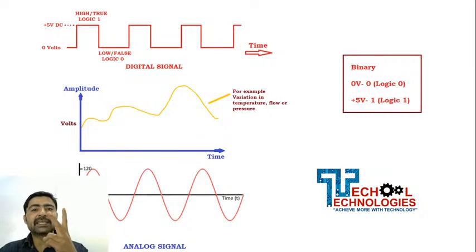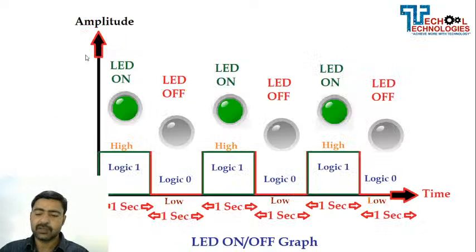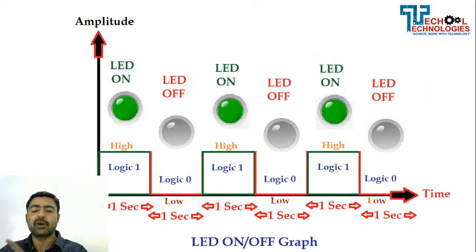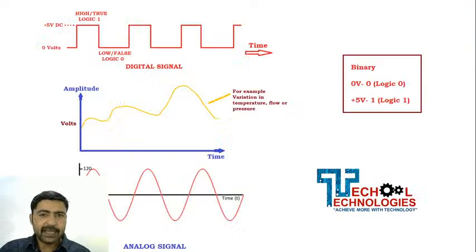Since there are only two conditions, on and off, true or false, 0 or 5 volts, it is called digital. I have shown you this graph in the previous session, with high and low. Let's say we are glowing an LED: high, LED is on; low, LED is off, with an interval of 1 second. It can be 2 seconds, 3 or whatever. Binary is 2, so it is also called a base 2 number, because there are only two types of numbers, 0 and 1.